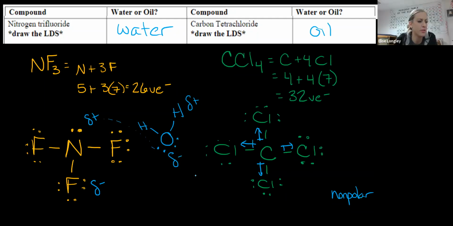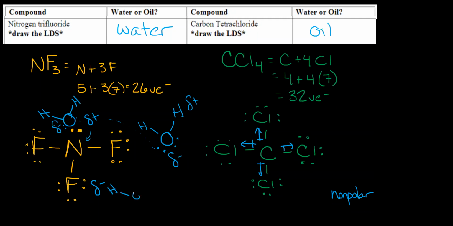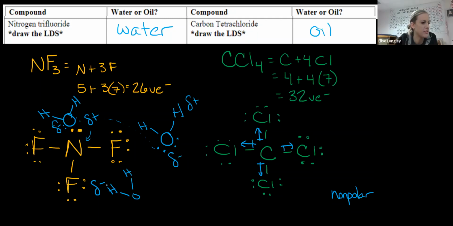So if I were going to draw a particle diagram, I would draw this molecule and I would draw water with oxygen facing the nitrogen, right? Because this is partially negative and that's partially positive. Okay, so this is what it would look like. If I were going to draw near the fluorine, I would draw the hydrogens near the fluorines because they're partially positive and the fluorines are partially negative. Okay, so that's what I'm asking you to do here.